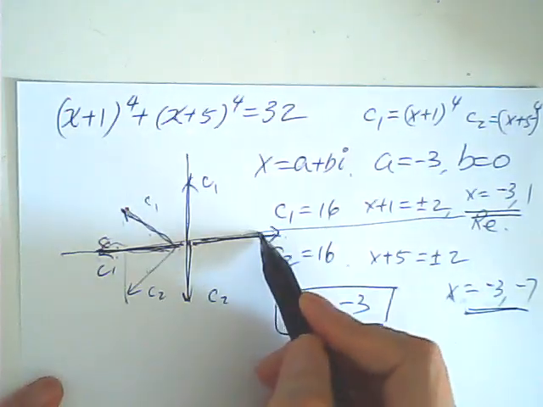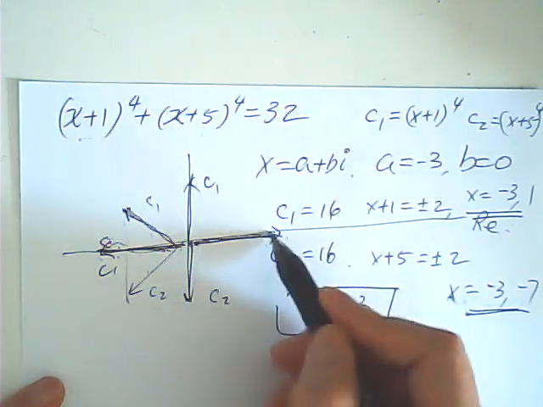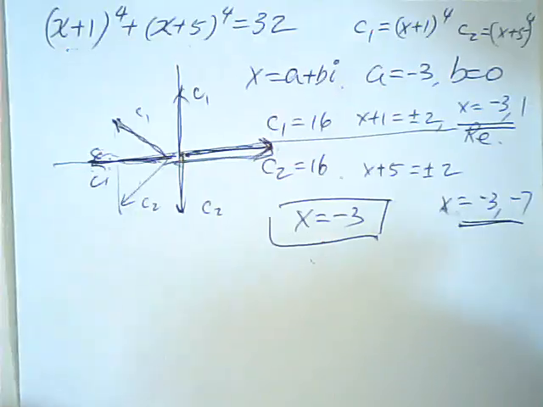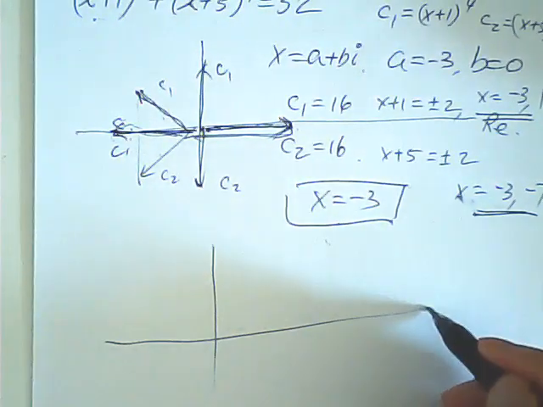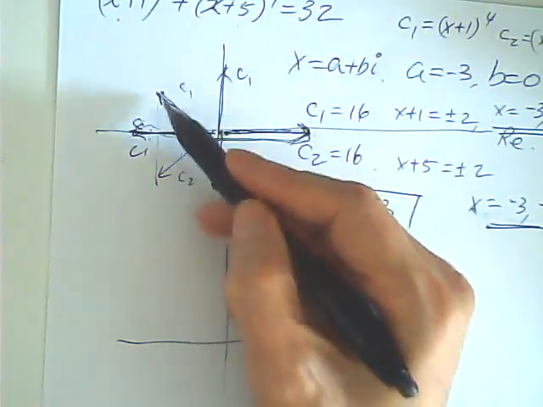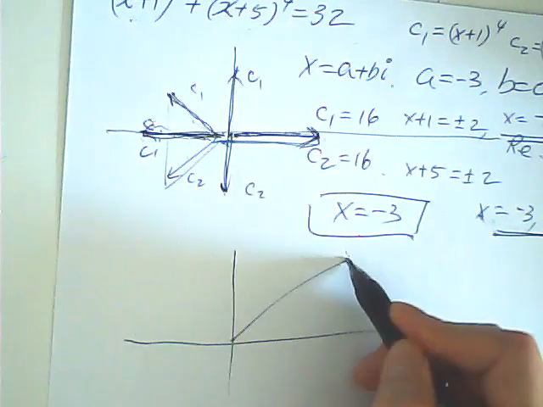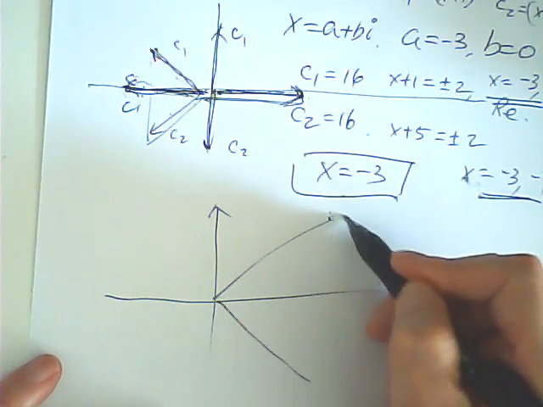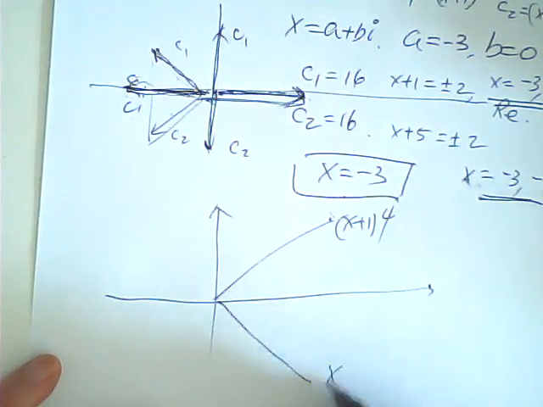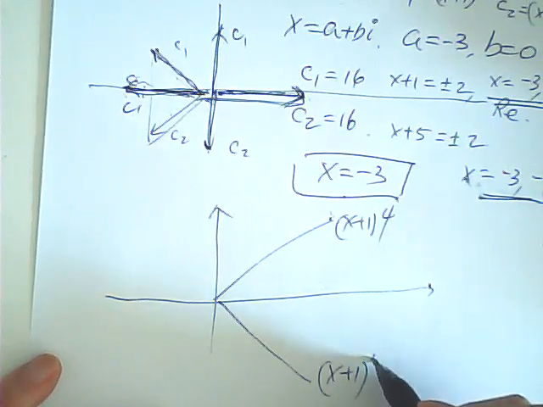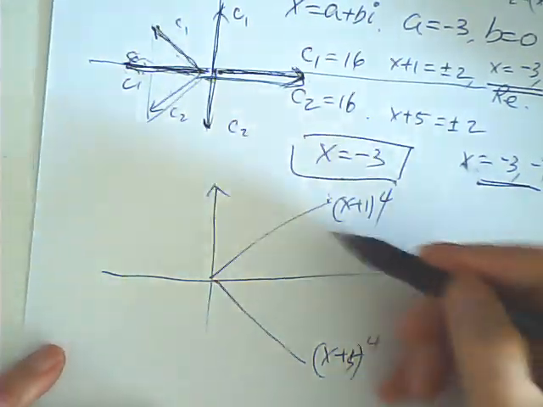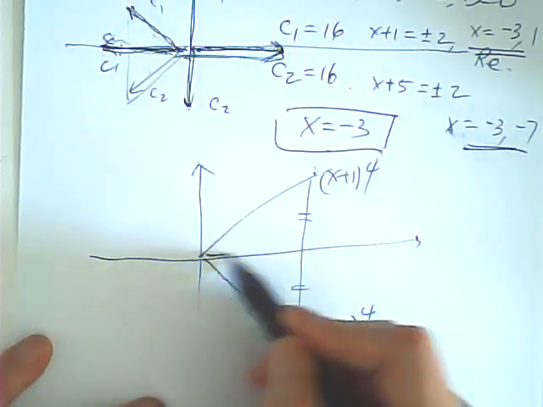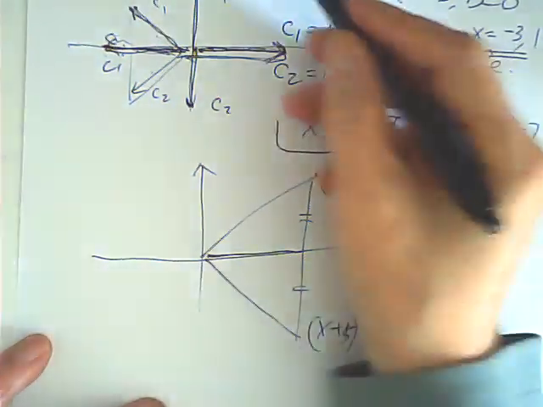That is a situation when these two complex numbers land like this. This is C1, this is C2. This is one possibility. Now, the other one, okay, this is not possible. This is not possible. That, yeah, I think is possible. This is x plus 1 to the fourth. This is x plus 5 to the fourth. Which is possible because the sum of the imaginary part is 0 and the sum of the real part is 32.